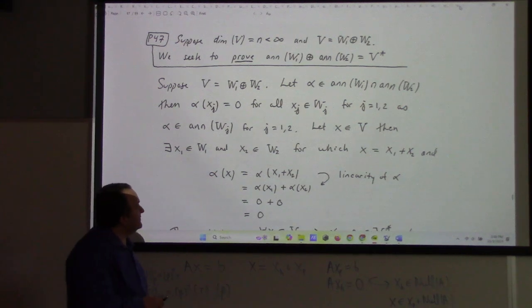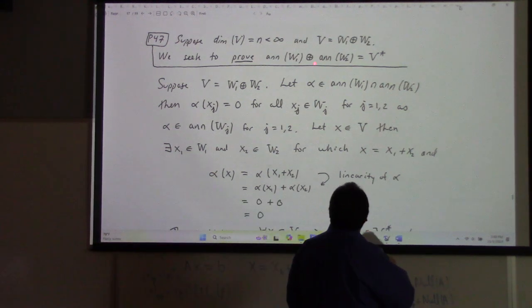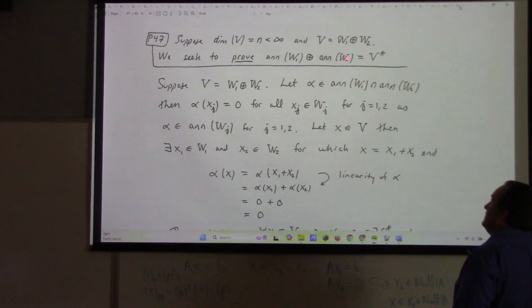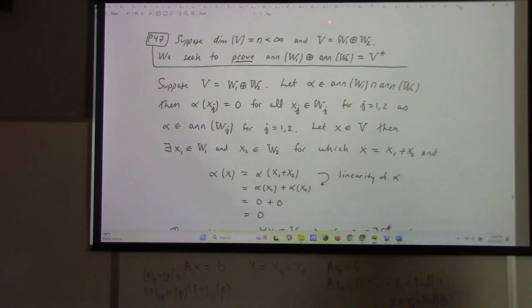Suppose the dimension of V is finite and V is a direct sum. So what does this mean? Here's something everybody should know. Their intersection is 0 and they span V. Right, exactly: W1 intersect W2 is 0, and W1 plus W2 is equal to V. That's what it means for two subspaces.